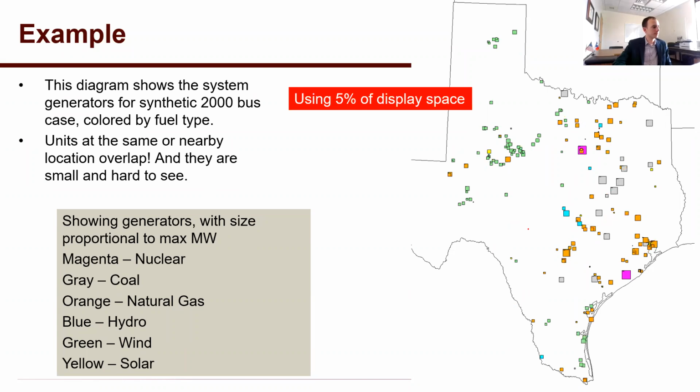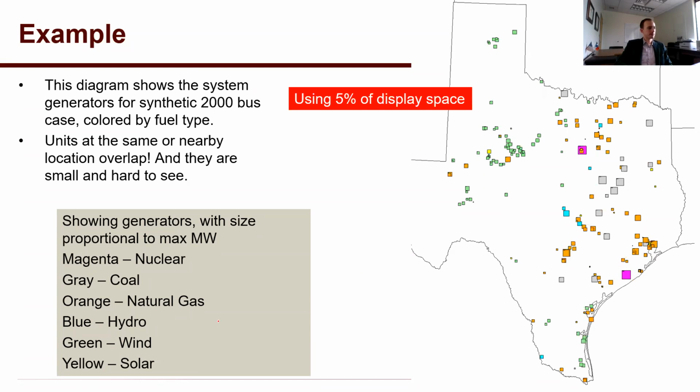You can see obviously if there's generators nearby or at the same location, they overlap. And if you looked at this, you might have the wrong impression that we've got just about as much coal as we do natural gas in Texas. That's definitely not true. There's a lot more natural gas, but the way it looks here, you might think that. But that's mainly because you've got a bunch of natural gas that's all sort of overlapped on top of itself. You might also think we have 2 nuclear units. We don't. We have 4.